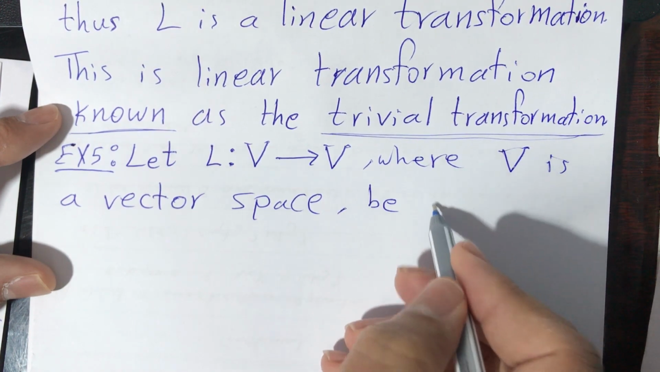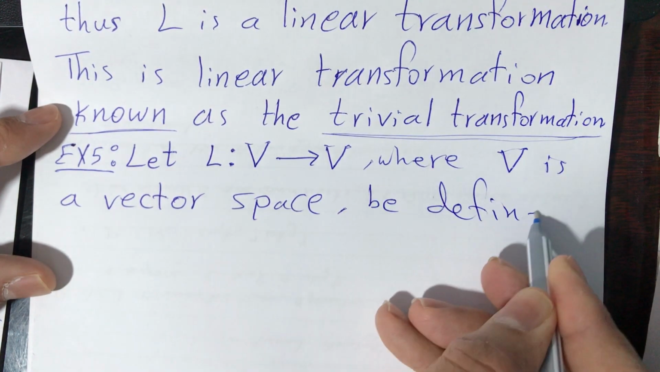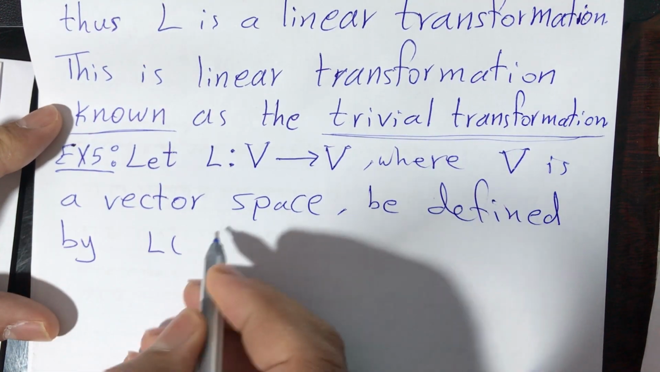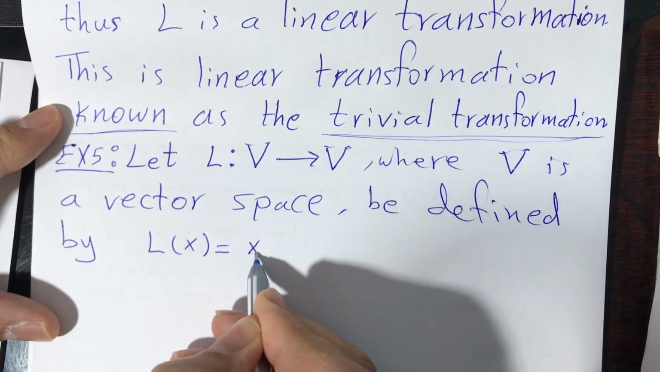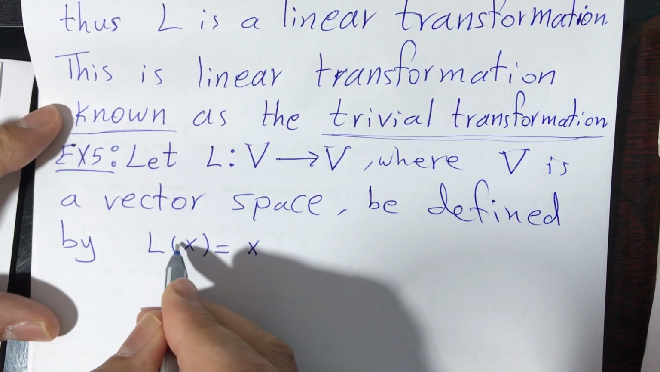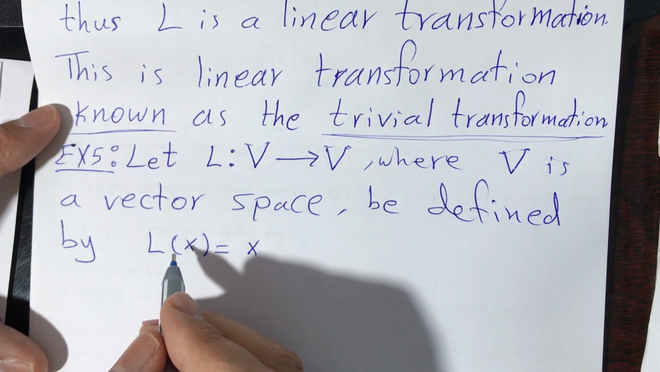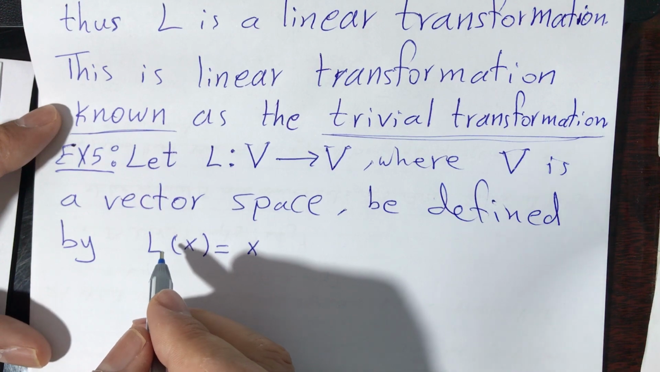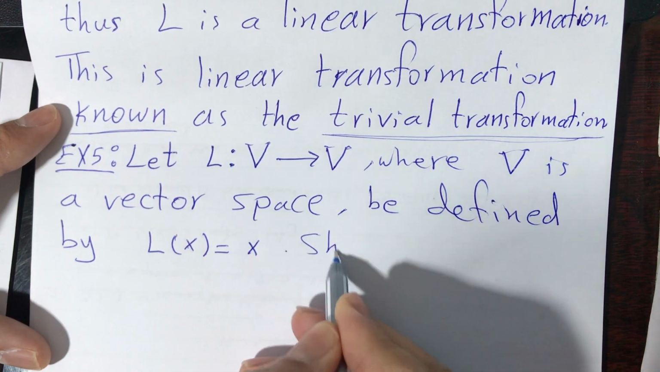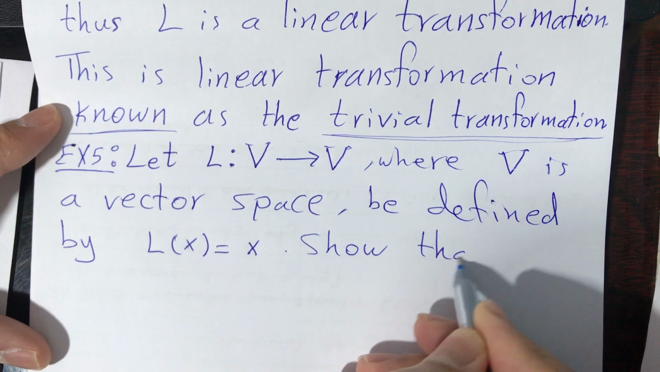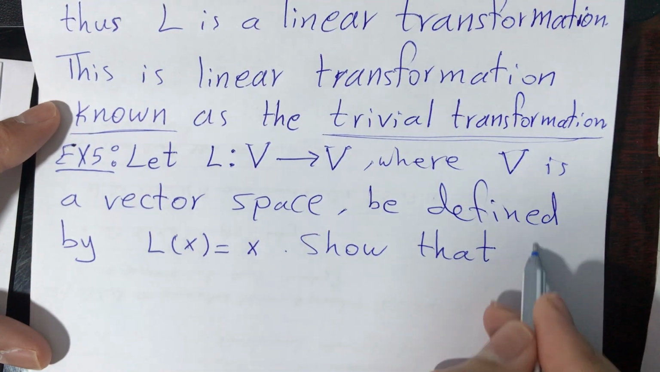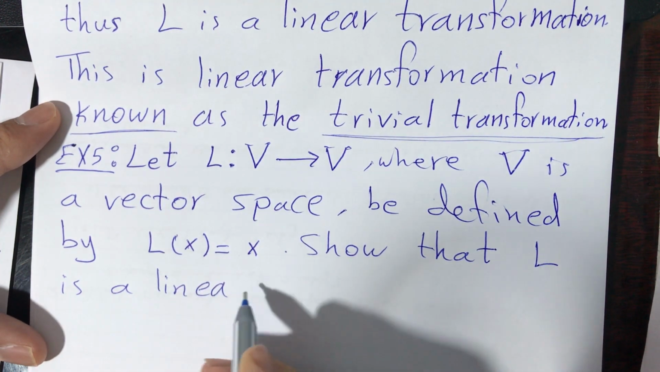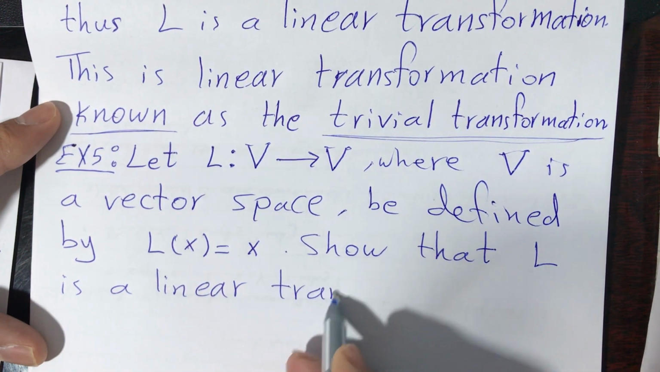Be defined by L of X is equal to X, the same, still the same, X here. Show that L is a linear transformation.